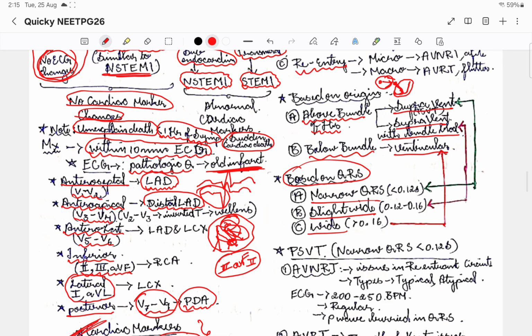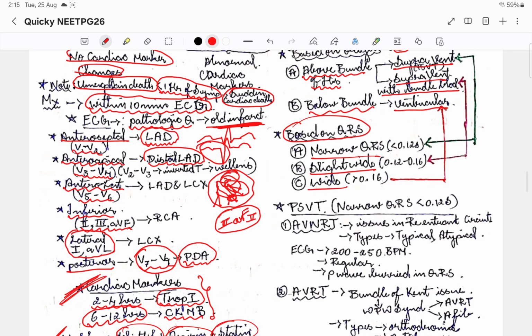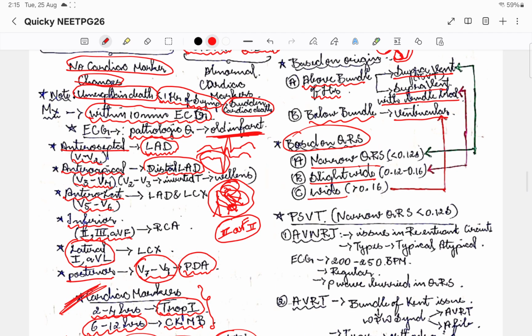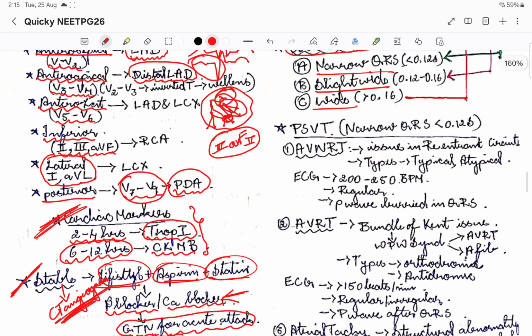The supraventricular tachycardia is what is very important. Above the bundle of His is our focus. Ventricular tachycardia I'll teach you, but now the focus will be above the bundle of His. It is called paroxysmal supraventricular tachycardia. Paroxysmal meaning it is not always present, but it comes and goes. So this is PSVT.